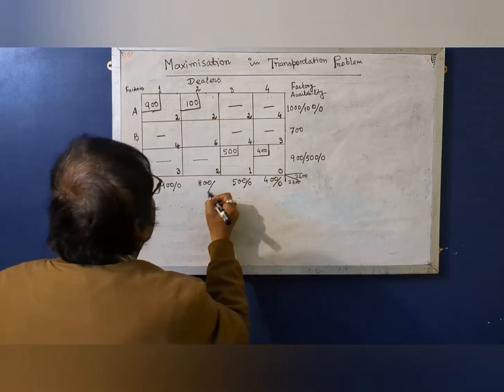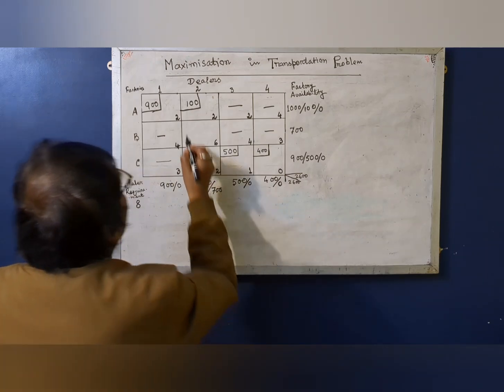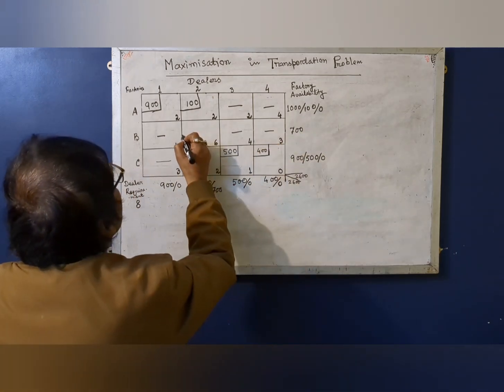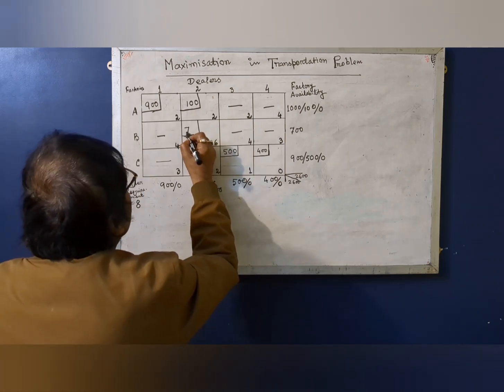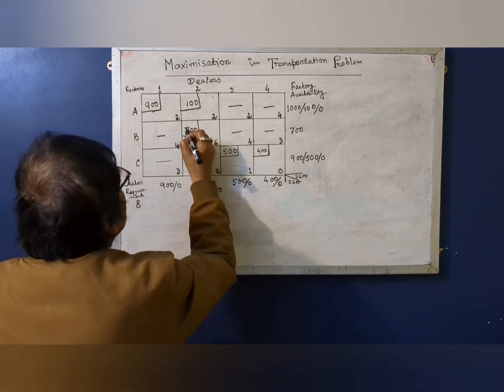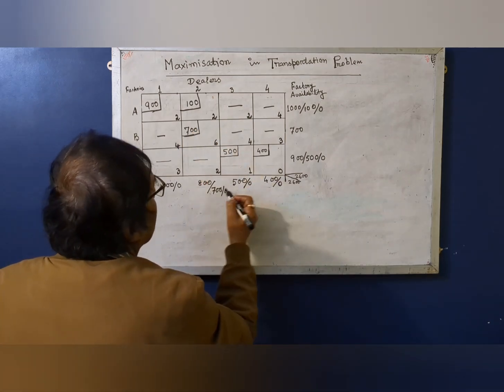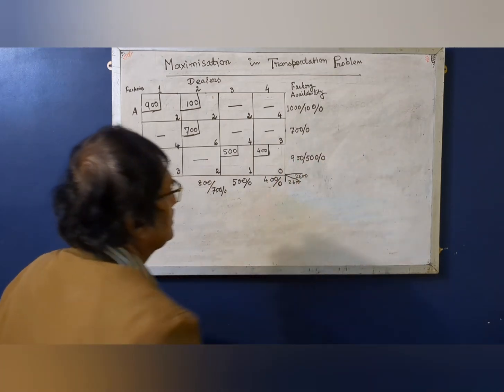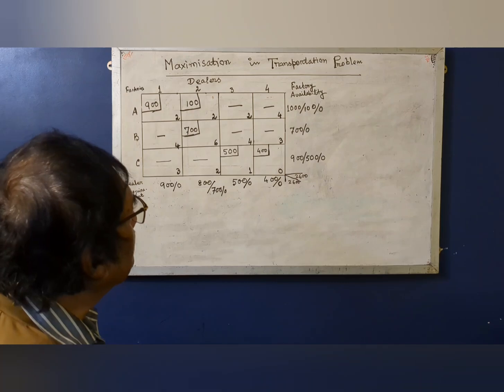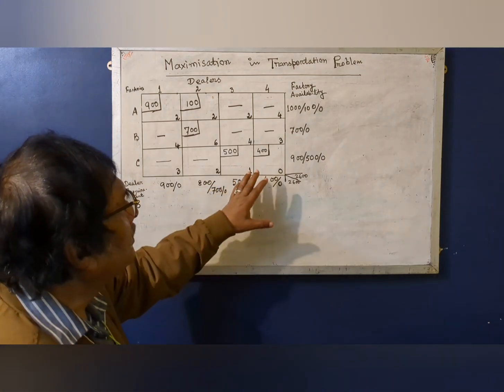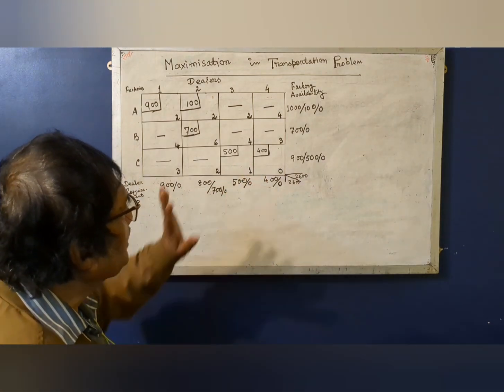That is 0 and this is 700, and this is the last cell, 700 and 700. It will definitely match, as we have already checked. This is a balanced transportation problem, meaning total availability and total requirement are the same. So finding the basic feasible solution by the matrix minima method has been completed.